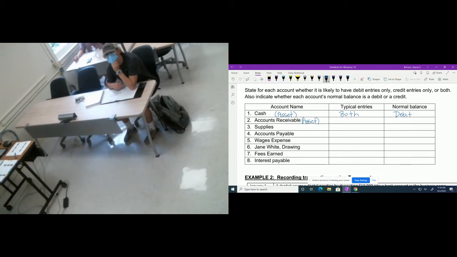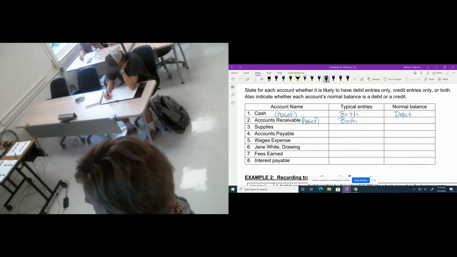Debit. It's debit. It's going to have debits every time you sell something to somebody on account. But what about when they pay? It's both. Because you have people charging stuff that they're buying from you, and then you have them paying you back. So it's going to be both.